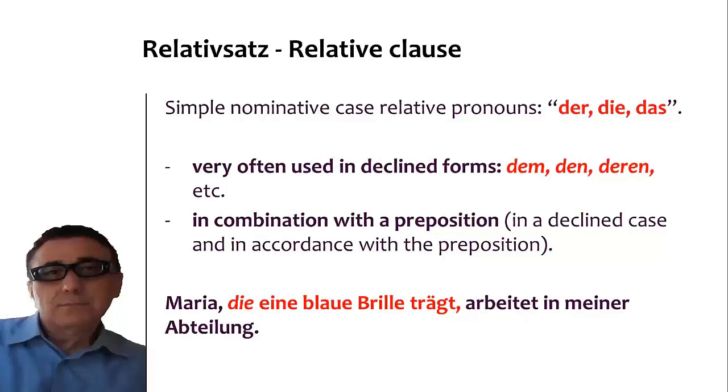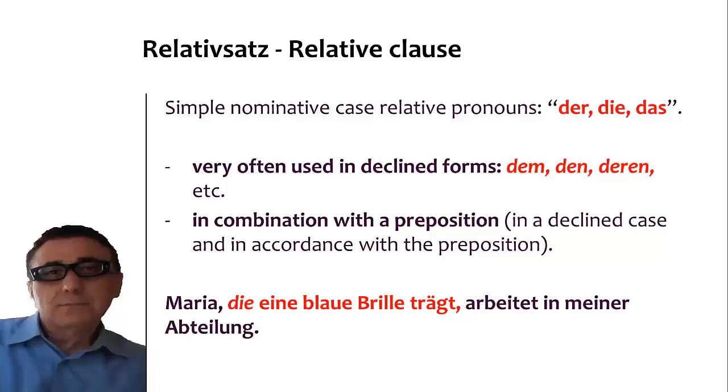Let's look at a very simple relative clause, which is in nominative case. Maria, die eine blaue Brille trägt, arbeitet in meiner Abteilung. In order to understand the structure of the sentence, at first, please try not to see the red color part, and then our sentence becomes Maria arbeitet in meiner Abteilung.